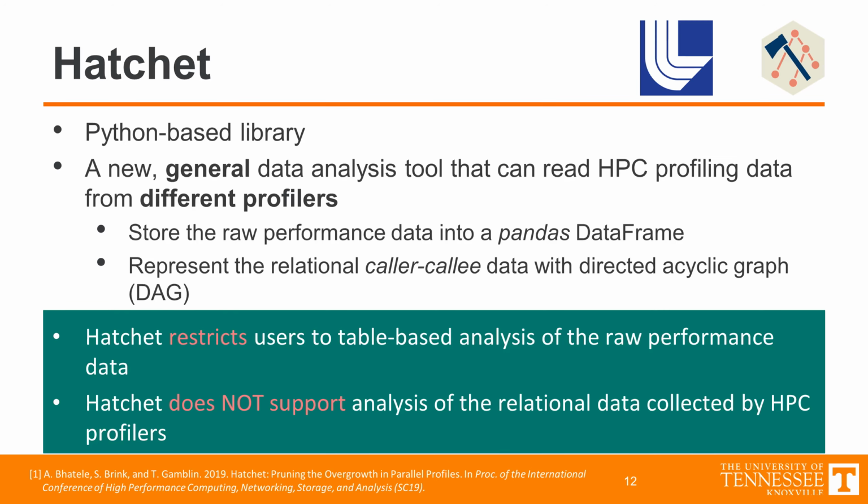However, Hatchet's analysis capabilities have an issue of their own. Although Hatchet can read both the raw performance data and the relational data, it restricts users to analysis of only the performance data. This is a problem because analysis of the relational data, which Hatchet does not support, is critical in performing in-depth analysis of performance and scalability bottlenecks in applications.